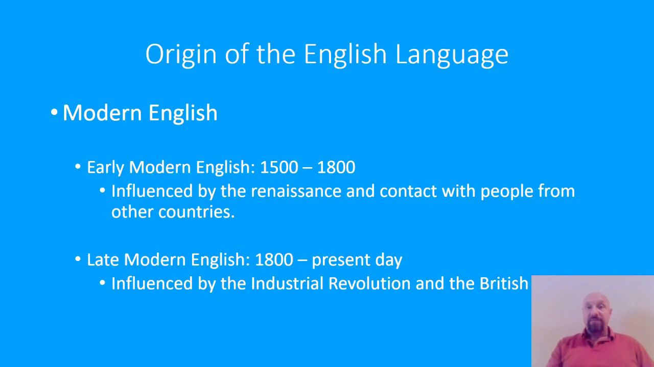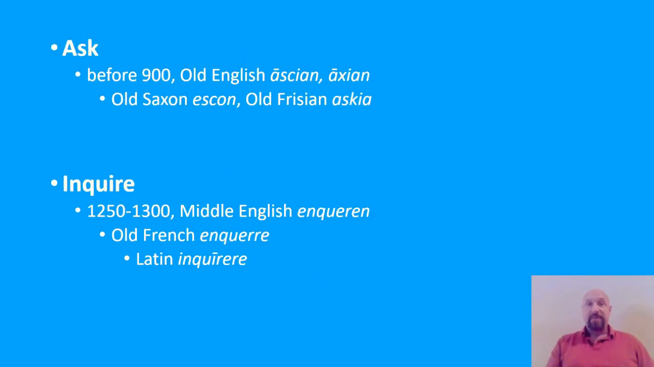Modern English started in 1500, and it's in two phases. Early Modern English, 1500 to 1800, was influenced by the Renaissance and contact with people from other countries. Late Modern English, which we speak now, was influenced by the Industrial Revolution and the British Empire. Now we'll start our list. On the top, the word will be of Germanic origin, and the bottom word will be of Latin.